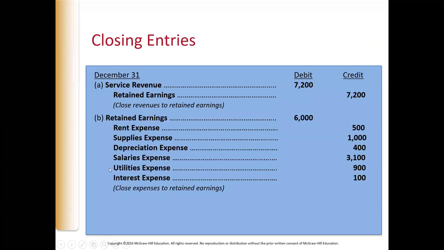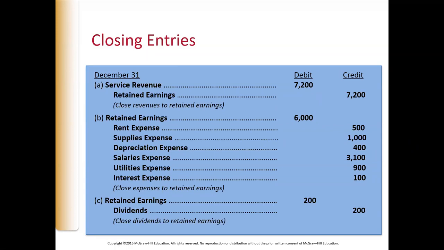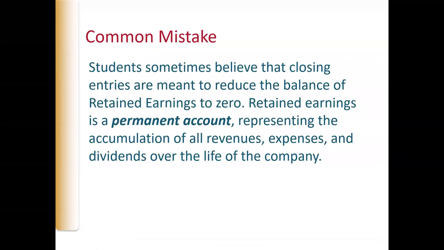We do the same thing with all of our expenses. We know our expenses have a normal debit balance, so to close them out, we will credit them. We credit them all and debit that to retained earnings. And then we do the same thing with our dividends. Our dividends have a normal debit balance, so we're going to credit those dividends to bring it over to retained earnings. What this does is it adjusts all of our temporary accounts to zero and flows them into retained earnings.